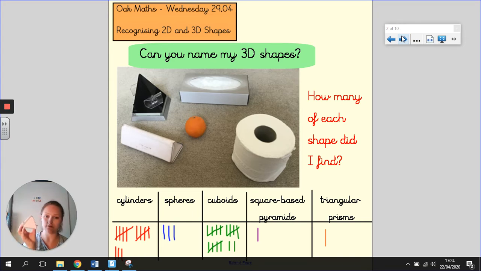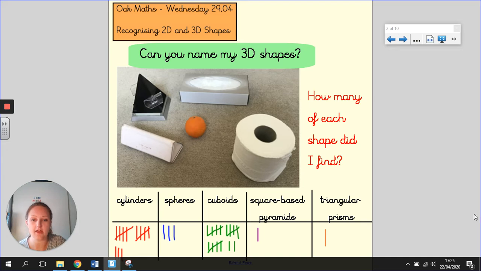I was quite impressed with this one. Did you manage to name this one? I managed to find a triangular prism. And even more impressive, it took me a while to find this one. Yes. A square-based pyramid. Apparently this is for charging PlayStation controllers. Who knew? So, how many of each shape did I find, and how have I represented it here on the slide? Well, I chose to make a tally chart.